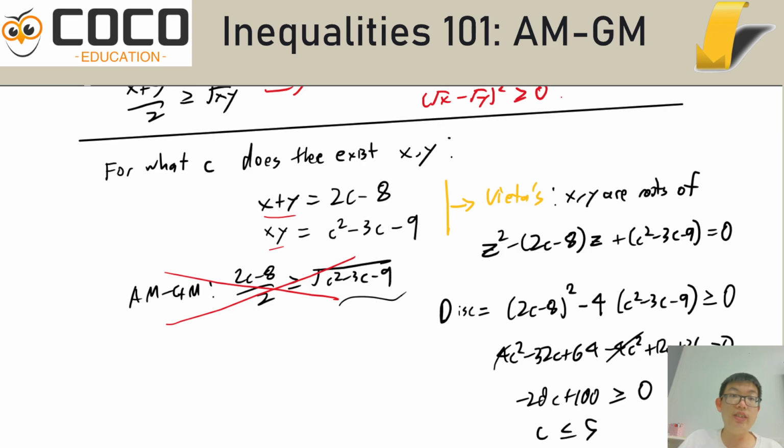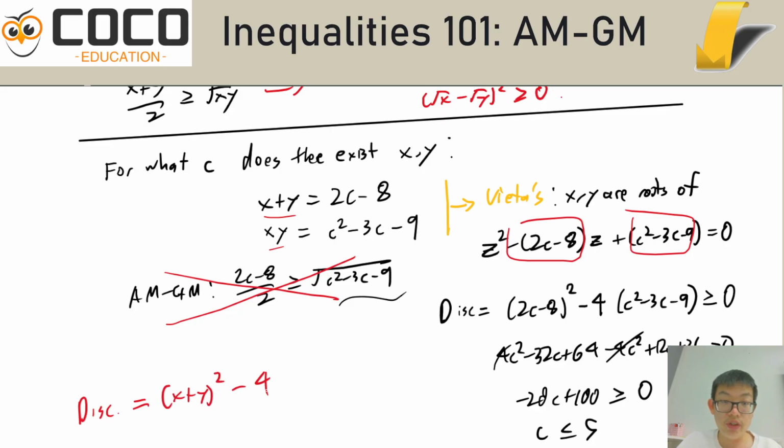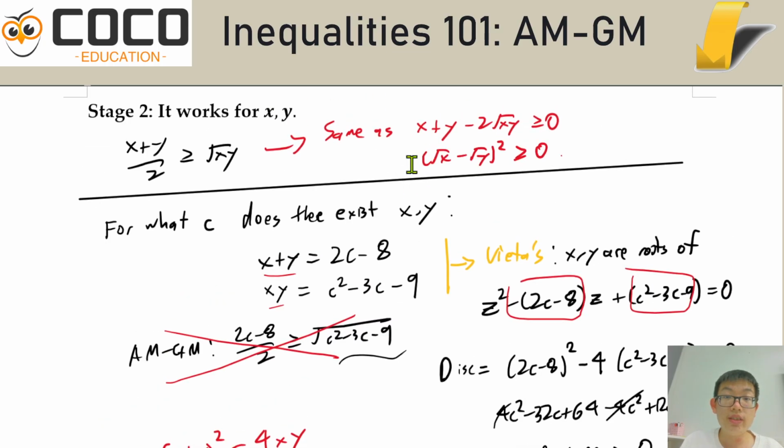The discriminant is this squared minus 4 times that. In other words, the discriminant is x plus y squared minus 4xy. Now, do you realize that's just what you get from squaring AM-GM?